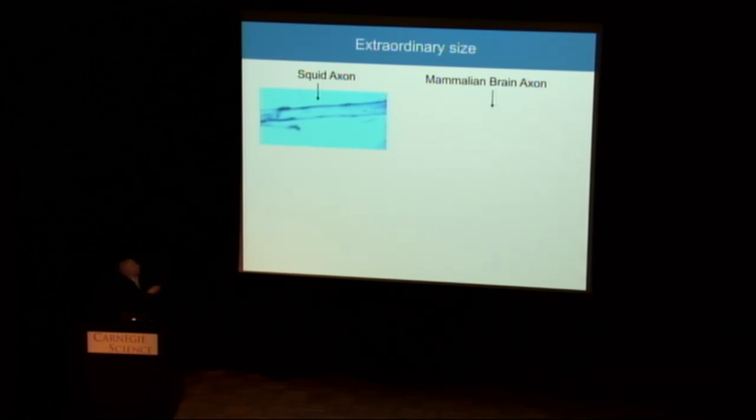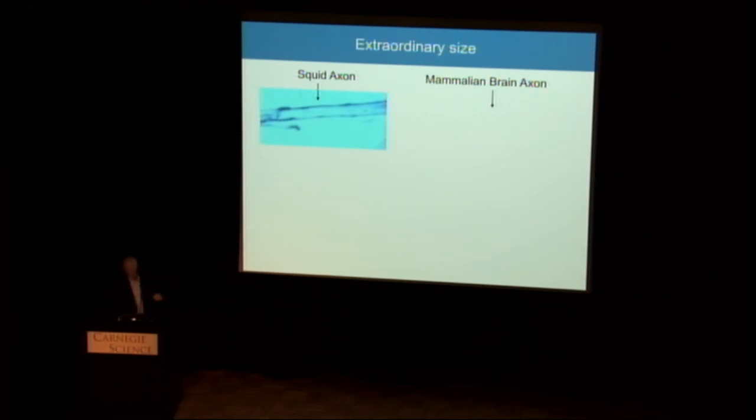So in the squid, you can see it here. Over here is the mammalian axon. For those of you in the back of the room, if you can't see this, don't worry. That's a good sign. For those of you in the front who think you can see it, you drank too much Kool-Aid before you came here. Because at this magnification, you can't see the axon of a mammal.